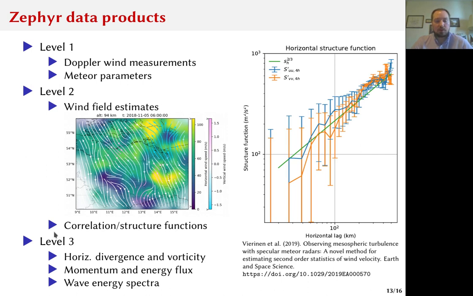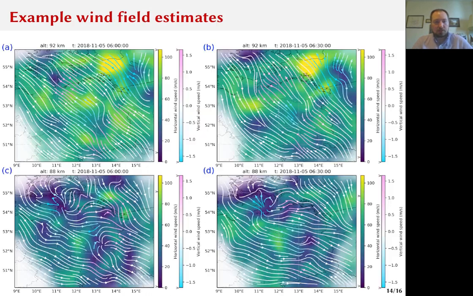And we can also think about doing correlation and structure functions, the second order correlations between different points in this region. And I'll point to a paper by Juha Vierinen describing how to calculate horizontal structure functions using these MIMO meteor radars. And finally, level 3, built on top of those level 2 data products, we hope to put out information about horizontal divergence and vorticity, momentum and energy flux, and wave energy spectra.